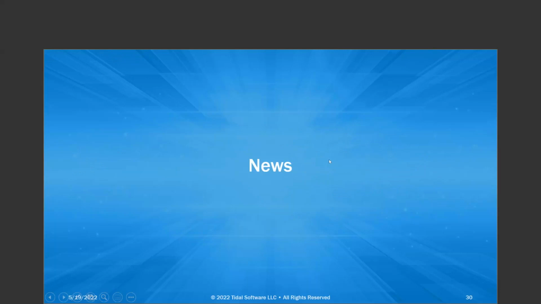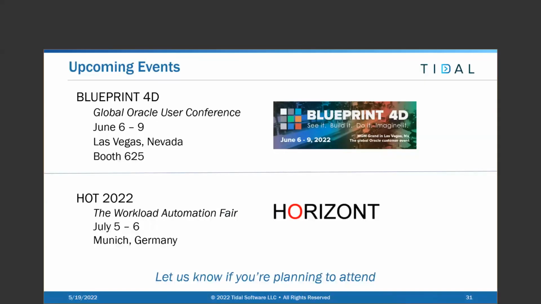So a few pieces of news. We've got a number of upcoming events here that I just wanted to make everybody aware of. First off, we've got a booth at the Blueprint 4D show in Las Vegas here in a couple weeks. So it's June 6th through the 9th. This show is the Oracle application show. So all of you with JD Edwards, Oracle eBusiness, PeopleSoft, Oracle Cloud ERP, et cetera, that may be attending, swing by our booth. Our booth is number 625. Or even better, if you are going to be attending, feel free to reach out to me. Maybe we can schedule a time for lunch or breakfast or a post-show drink or something along those lines. So let me know.